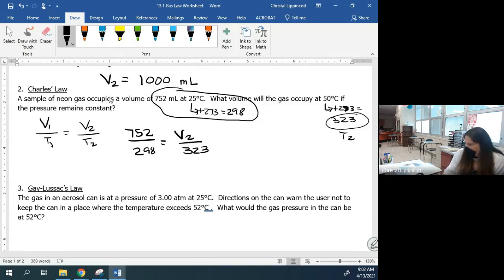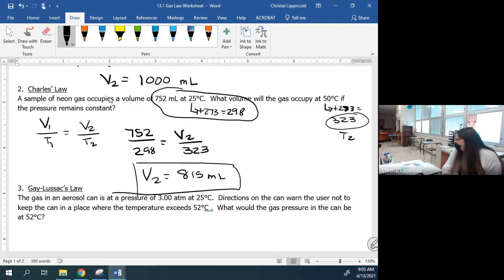Okay, so I'm going to cross multiply, and then I'm going to divide by 298. So V2 equals... And that's going to be milliliters because my volume was milliliters up here.